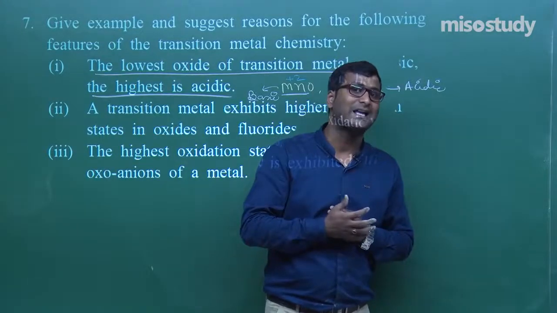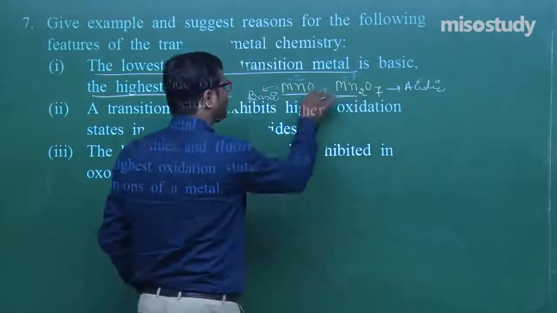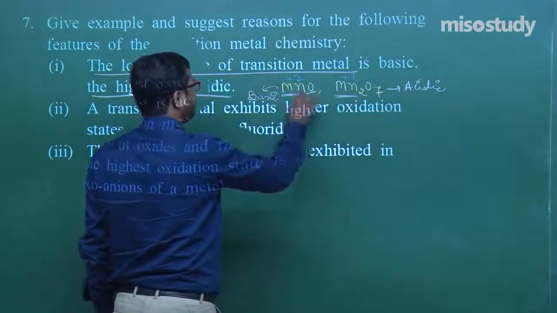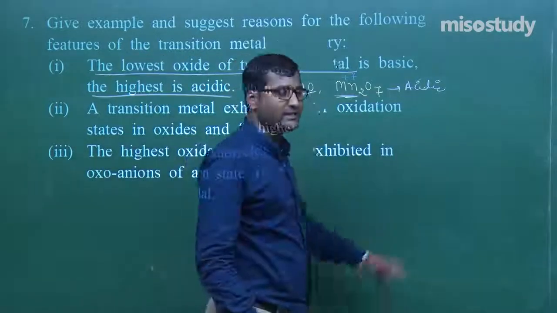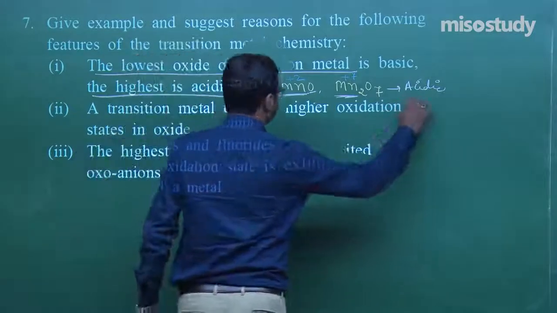Non-metal oxides are acidic in nature, my friend. These are not non-metal. The general trend: if the percentage of oxygen increases or the oxidation state of the central metal atom increases, then the acidic character increases and basic character decreases. Clear to you, my friend?